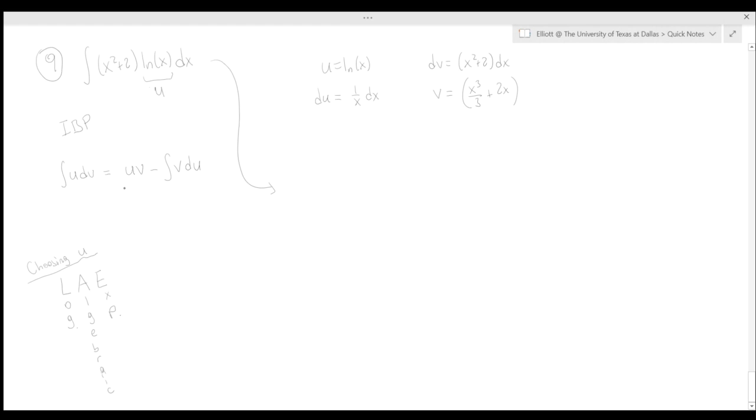Okay, so now we're going to plug everything into our formula for integration by parts. So the integral of u dv should be equal to u times v. Differentiate u to get du and integrate dv to get v. So now we're using the formula over here. It's going to be equal to u times v, and then minus the integral of v times du, so times 1 over x dx.